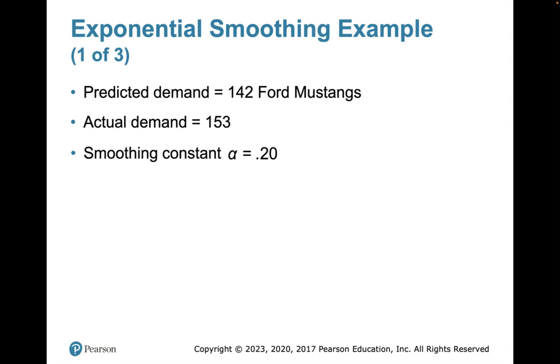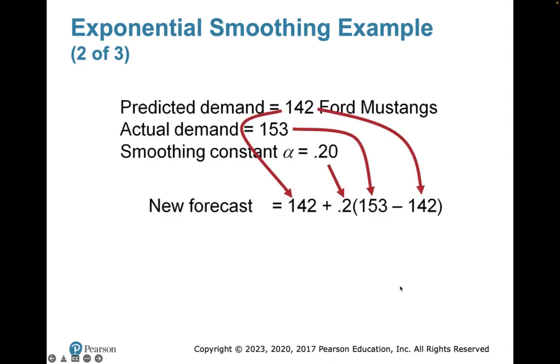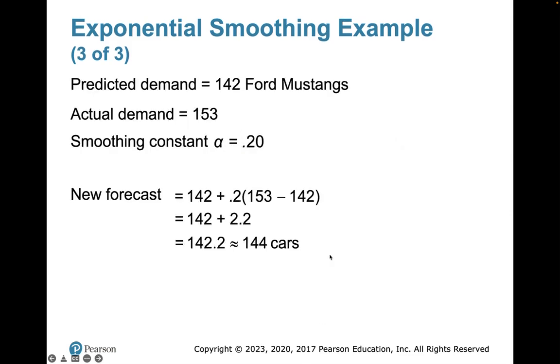So we have the predicted demand, we have the actual demand, and we have the smoothing constant. Let's put that into our formula here. Again, we have our predicted demand here. Then we have that smoothing constant, which is between 0 and 1, in this case 0.2. And then we simply take the difference between the actual minus the forecasted. When we talk about predicted demand, that's basically what we mean by forecast. We're predicting that demand. So when you do the math, you get about 144 cars.